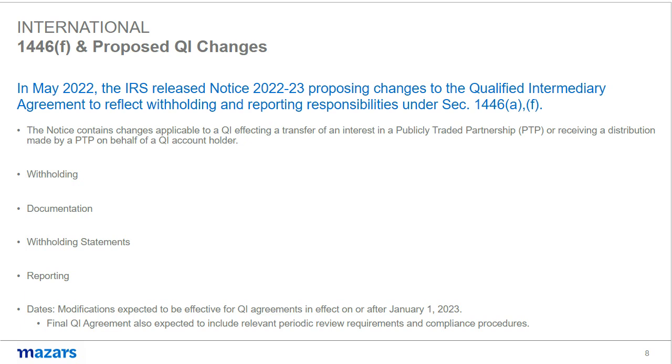And then also, I think, take some time to consider whether you would want to be adopting primary or secondary withholding responsibility. That's a decision tree that will impact what your specific withholding, documentation and reporting requirements are going to be with respect to those transactions. So something to be thinking about. The modifications will be in effect for the new QI agreement that comes into effect January 1, 2023.